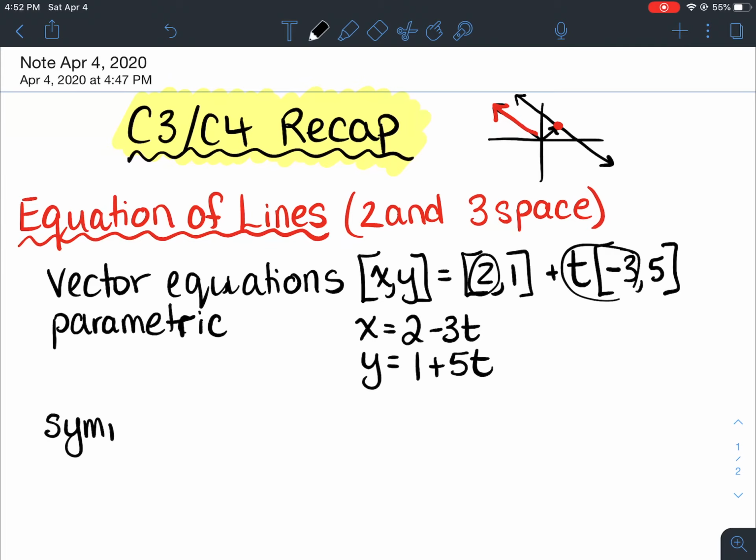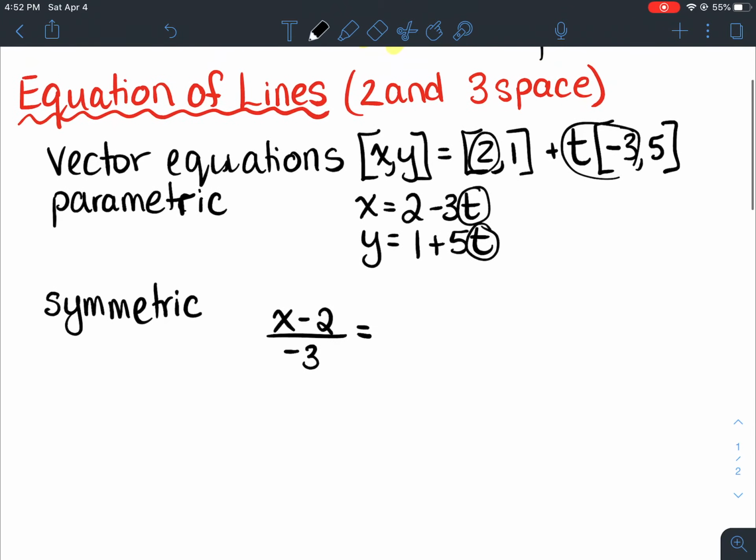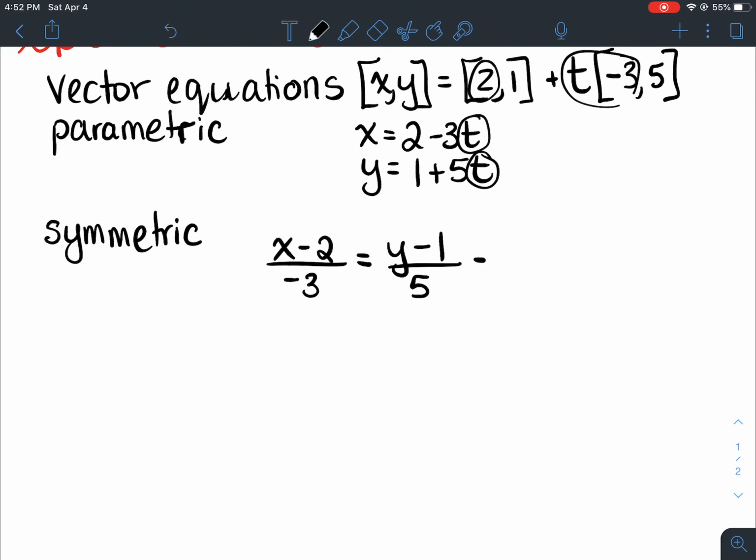Symmetric equations, which I would say we mainly use in 3 space, would be where we isolate the parameter t from our parametric equations, and then we equate them. So in the first equation, we would isolate t, so it would be x minus 2 over -3. And if we isolated t in the second one, it would be y minus 1 over 5. And then we just make the equations equal to each other for symmetric. And of course, if it was 3 space, we'd have a z component also.